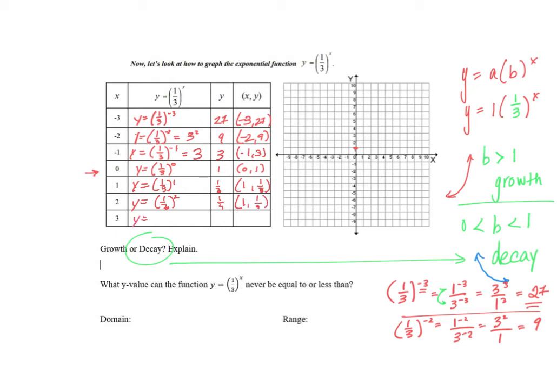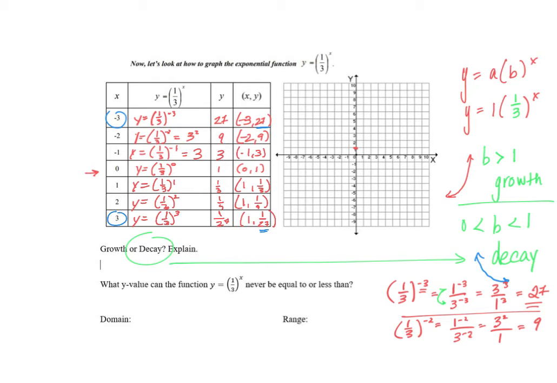Raising that base to the third is going to be 1/27. Now, what I want you to notice here is how these ordered pairs relate. Well, if you look at your outputs here, I have a 27 as an output when I had negative 3 as an input. And when I had positive 3 as an input, I had 1/27 as an output.